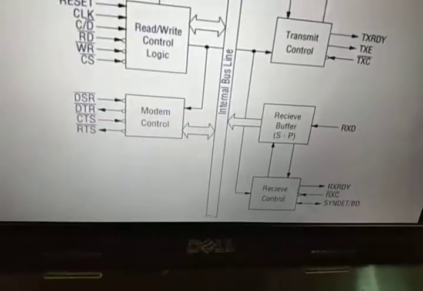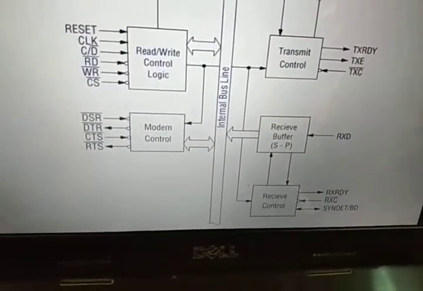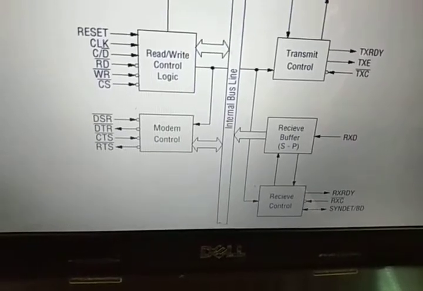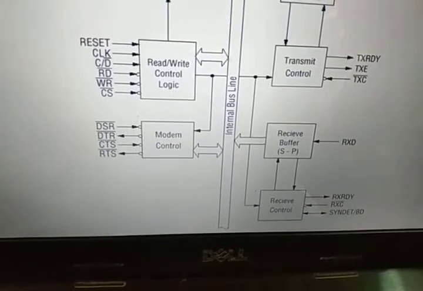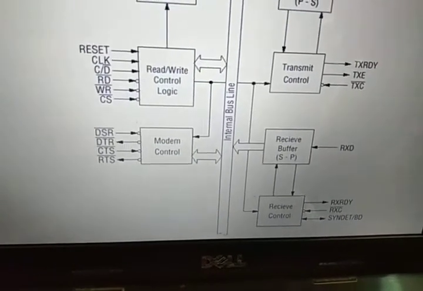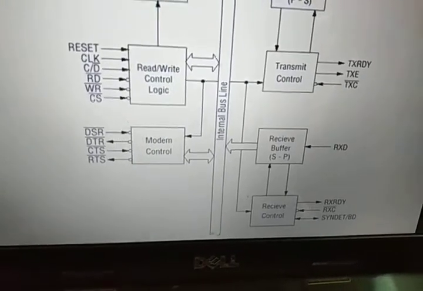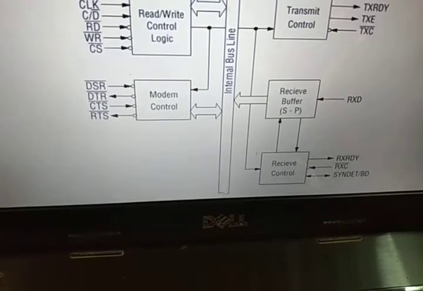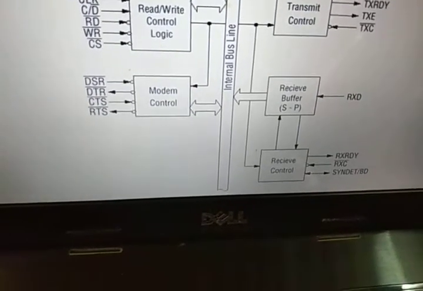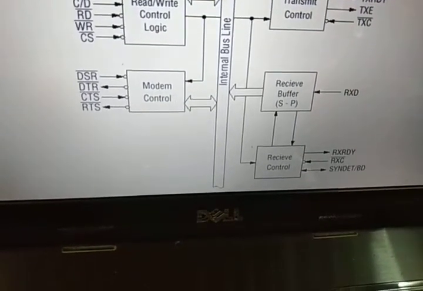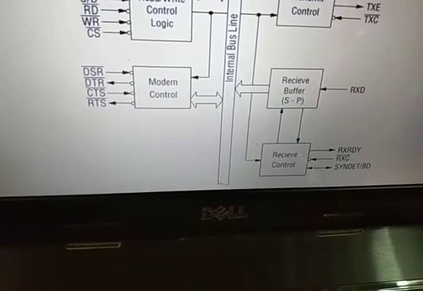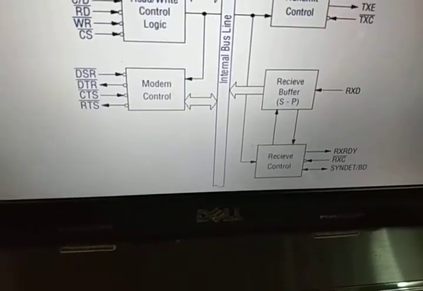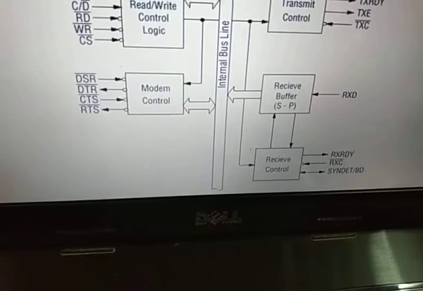For receiving the data, we have the receive buffer, which takes the data one by one coming from the RXD signal, that is the receive data signal, and after grouping the bits it sends them at a time to the microprocessor. The receive buffer is controlled by receive control signals. There are three control signals: receiver ready, receiver clock, and the sync detect or break detect.